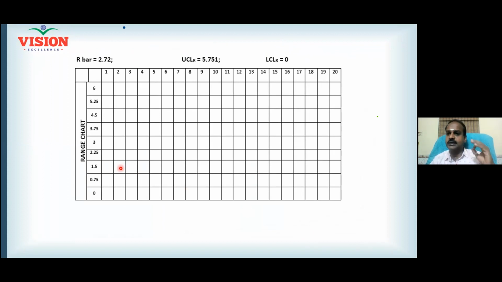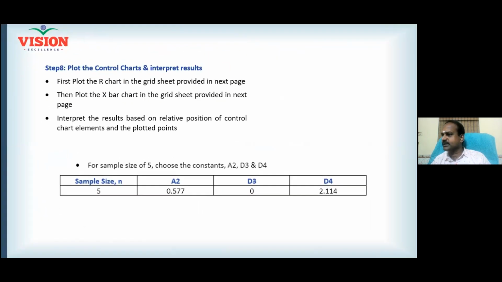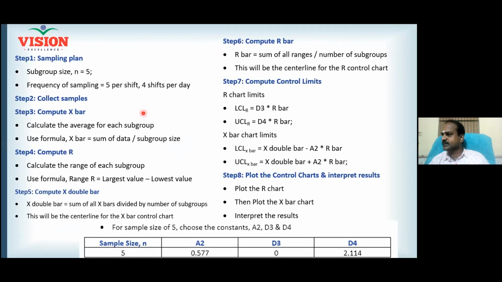First, you must plot the range chart. Take a graph sheet, and the R bar value is 2.72. See here, below 3, the center line is drawn. Upper control limit and lower control limit, there are certain formulas. You don't have to remember the formula; rather, you can use Minitab. See here, upper control limit is D4 into R bar. Lower control limit is D3 into R bar. This is the formula for finding out the upper control limit and lower control limit in the R chart.